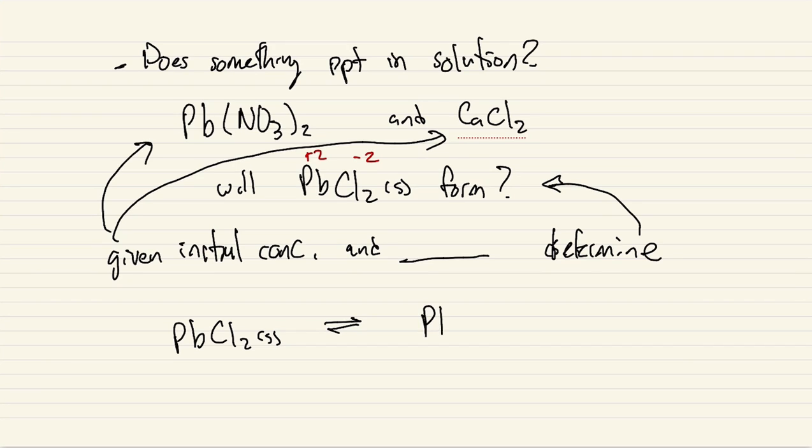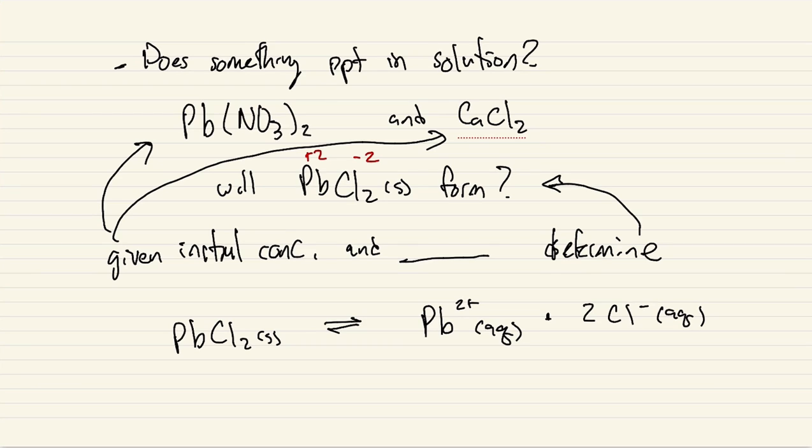We get Pb 2+ aqueous, because that ion is in the aqueous phase, and what else? 2 Cl minus. These ions are soluble in water because of the way water can move its partial positives and negatives around. And so this is our actual dissolution reaction.